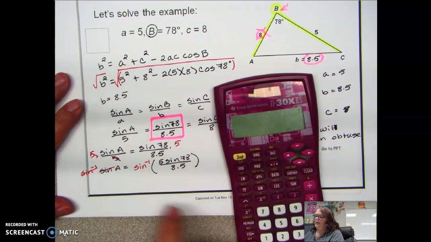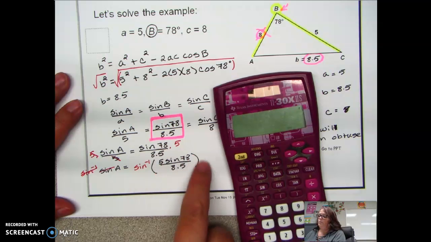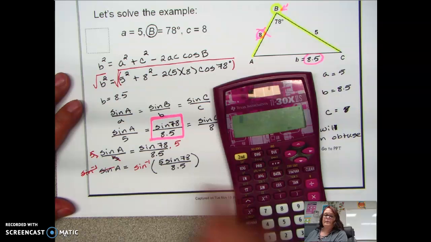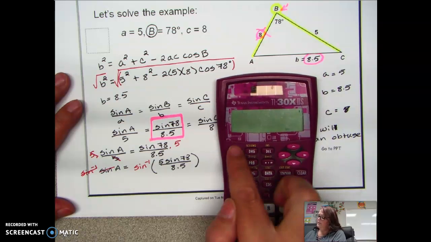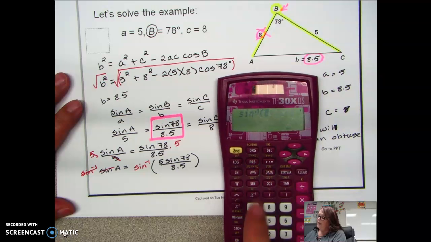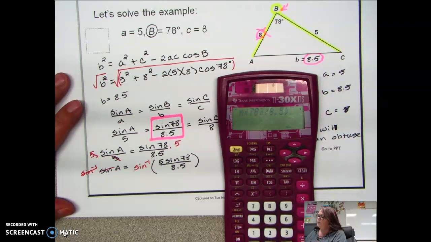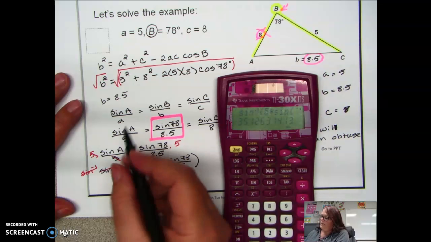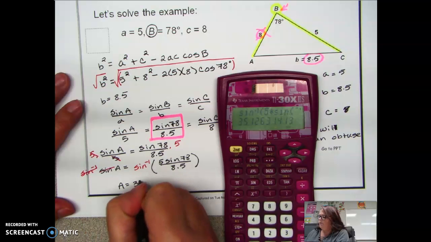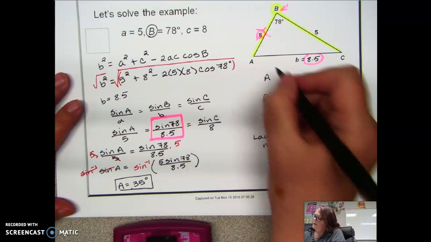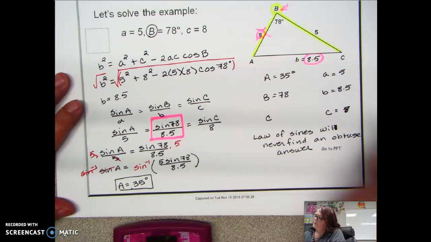Like I said, if you have a backwards calculator, use the parentheses and work all this out, and then close it and take the inverse sine. Or with a forward calculator, you're going to say inverse sine, and they gave me a parenthesis, so 5 times the sine of 78, and then I'm going to close that 78, divided by 8.5, and then close it for that inverse sine. And we get that the measure of angle A is going to be 35 degrees. So over here, that means this is 35 degrees.